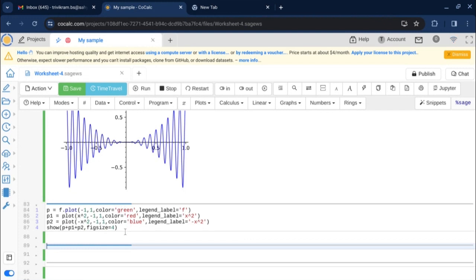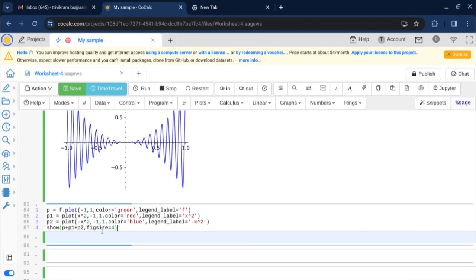I am going to draw a set of plots. In plot 1 I am going to mention from -1 to 1. In plot 1 I am going to take it as x square, and in plot 2 I am going to take it as minus x square from -1 to 1.